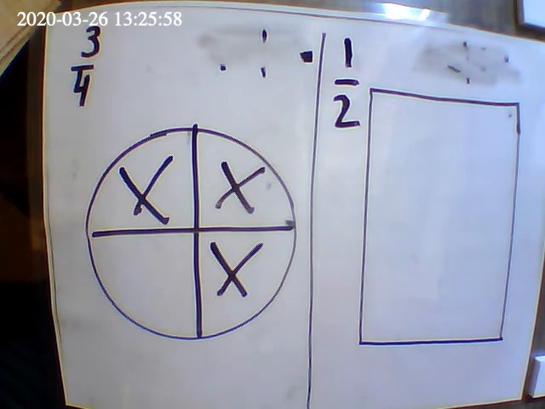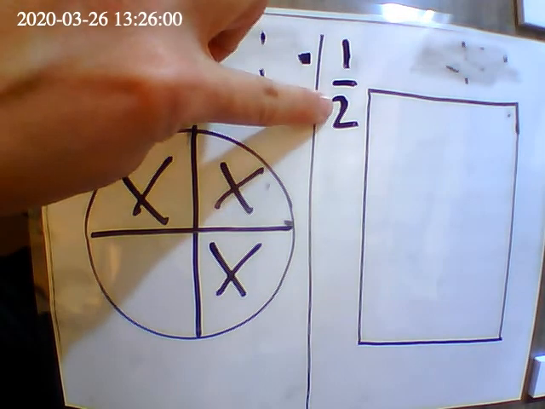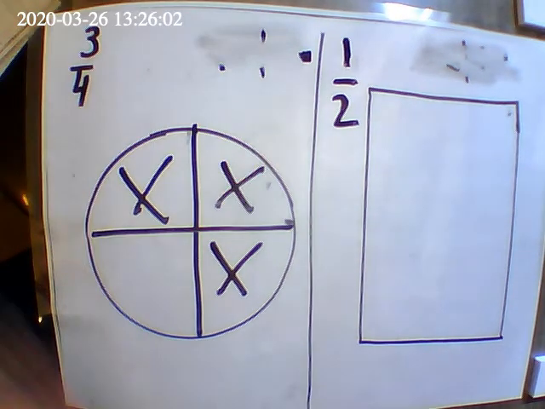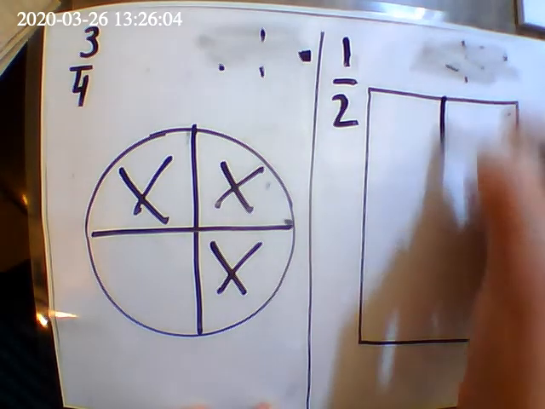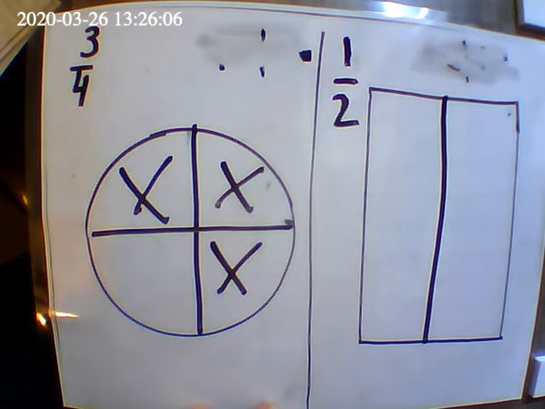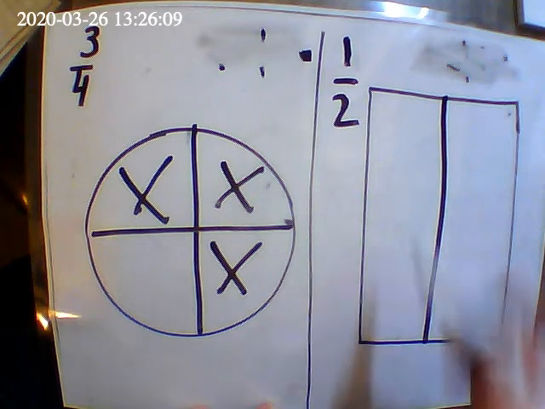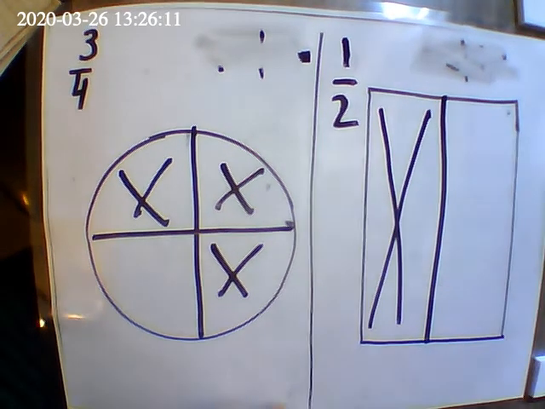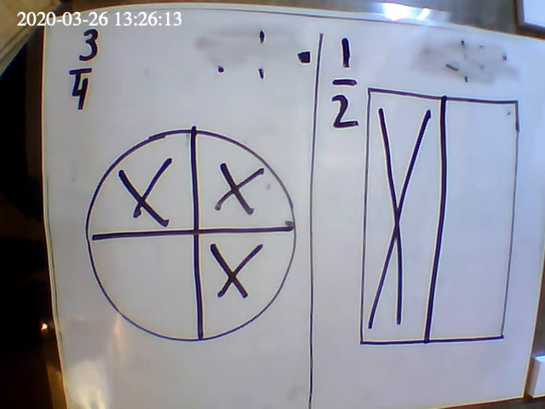Let's go to our rectangle, and we are going to cut it into how many pieces? 2 halves, or 2 equal pieces, 2 halves. And we're going to color in 1 of those halves, so 1/2. So now we've colored in 1/2 of the rectangle.